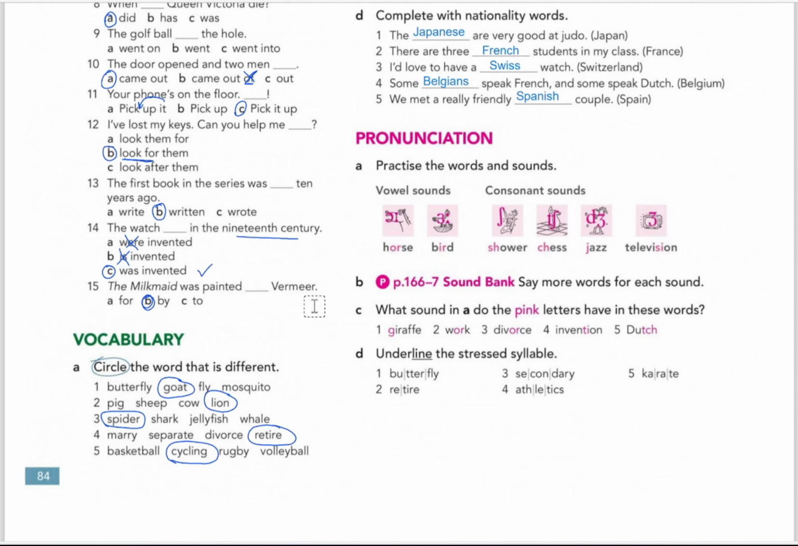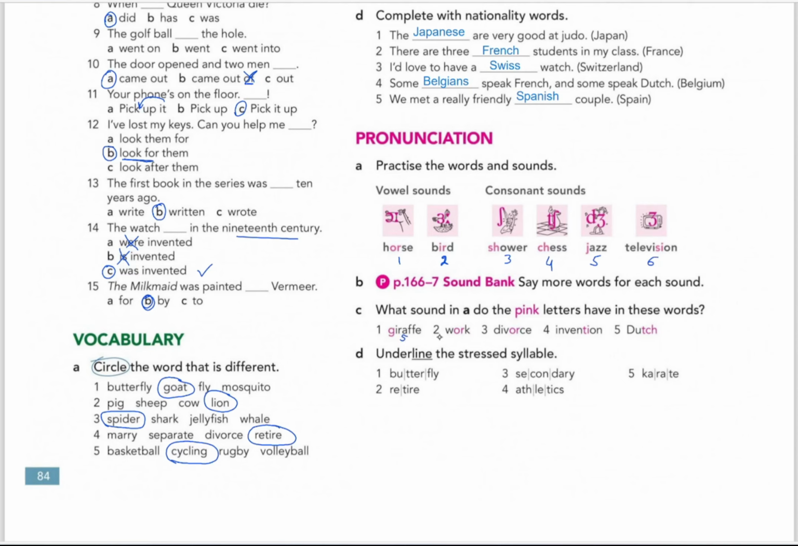Okay, so let's say this sound is number 1. This sound is number 2. Bird is number 2. Shower, sh sound, number 3. Chess is number 4. J number 5. Television, zh, number 6. Six sounds. So here C is asking what sound in A do the pink letters have in these words? For example, giraffe. Giraffe sounds like jazz. So it will be number 5 here, right?